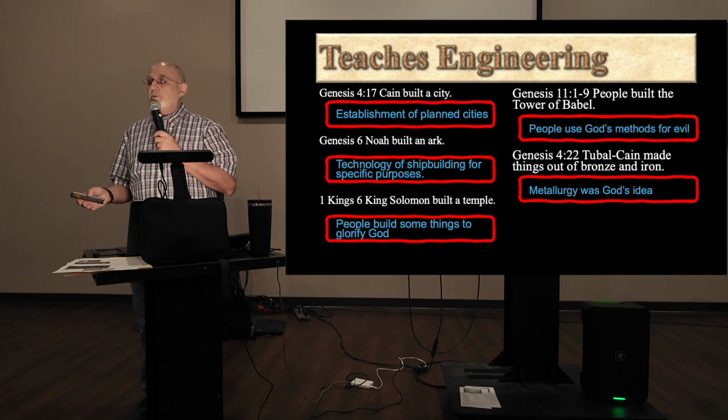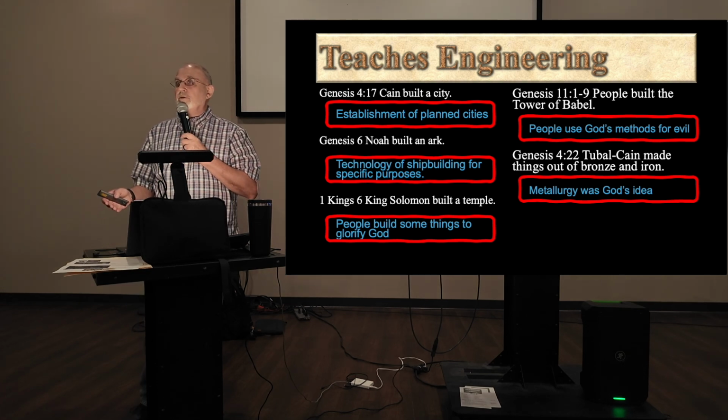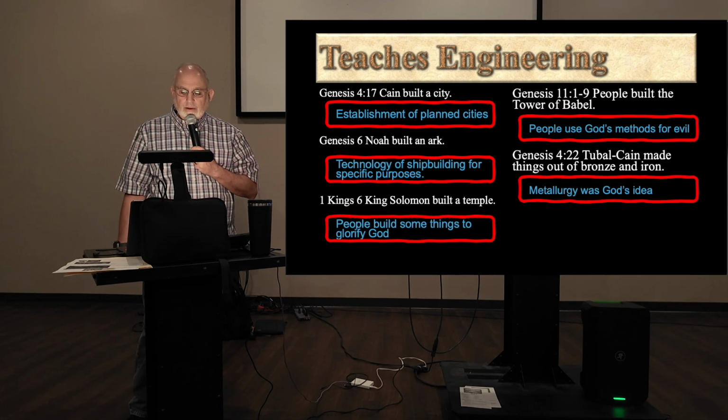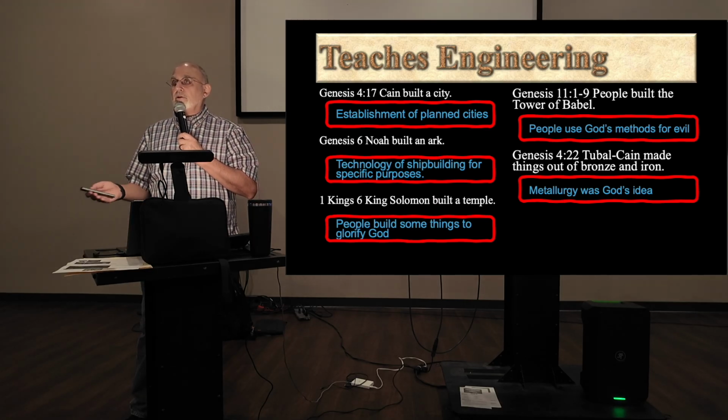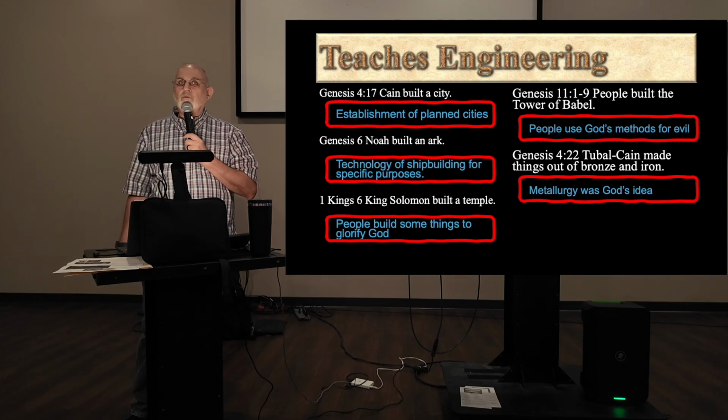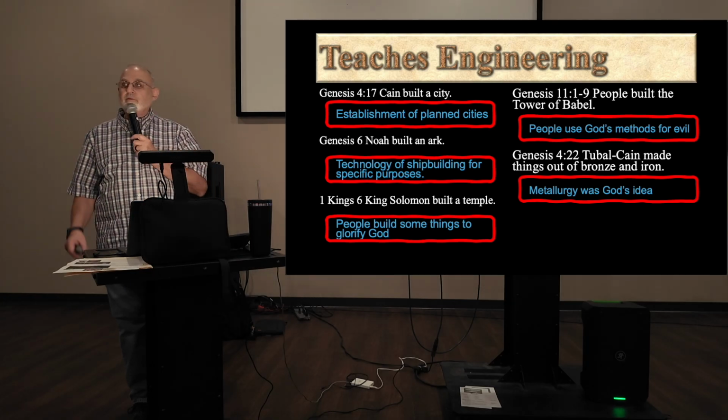He even allows people to misuse his creation and use it for evil. And the idea, again, back to Genesis 4, we have metallurgy coming up as early as Genesis 4. So very, very early in man's development. Have you ever thought about this?